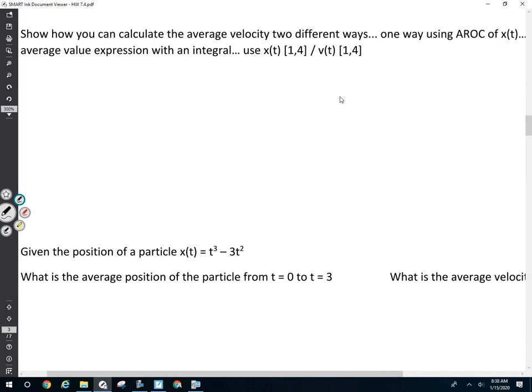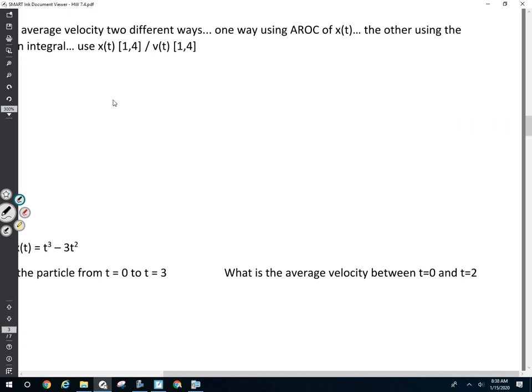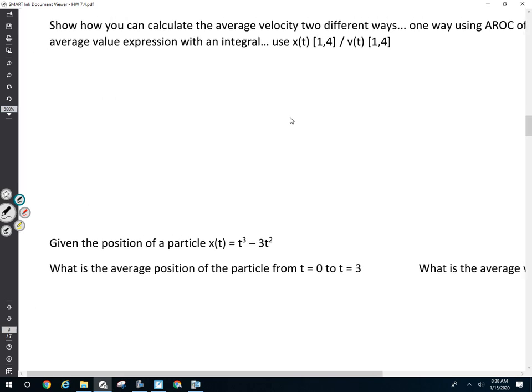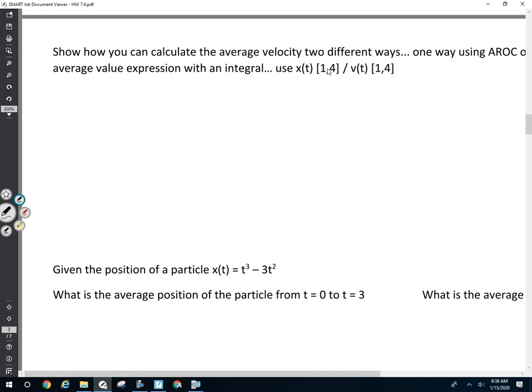All right, show how you can calculate average velocity two different ways. One using the average rate of change in position, the other using the average value expression with an interval. Okay, so we're talking about average velocity from 1 to 4. Remind yourself that the slope of position equals velocity. That means the slope of the secant, or the average rate of change of position, will give you the average velocity. You could say x of 4 minus x of 1 divided by 4 minus 1. That'd be the average velocity.